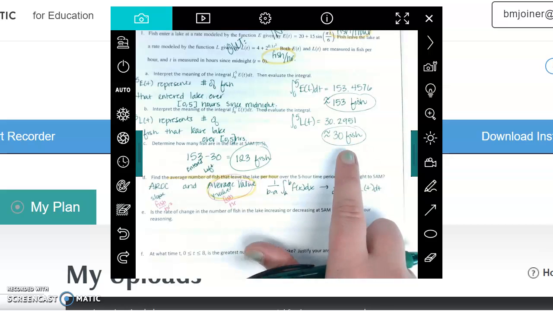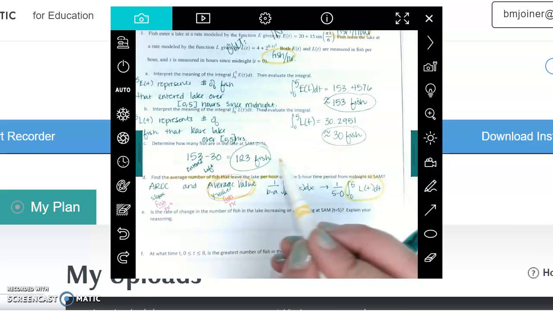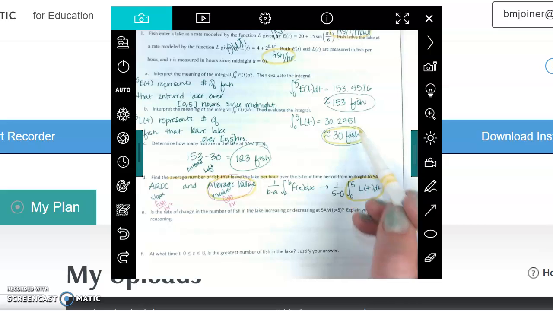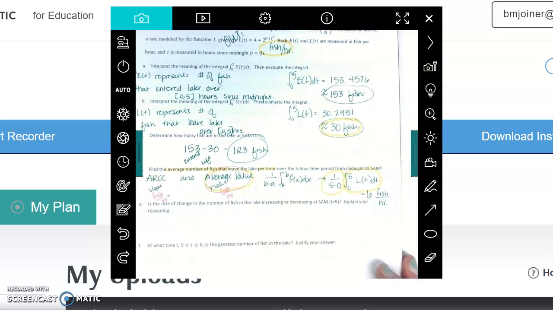How many fish left? We already did this integral part. How many left? 30. So if 30 fish left over 5 hours, on average, how many left an hour? 6, because you take the full 30 that left, the integral, divide it by the amount of time, and you'd say, okay, well, about 6 fish left every hour. Does that make sense? So that would be 6 fish per hour. Now, does that mean that every single hour exactly 6 fish left? No, it's an average.